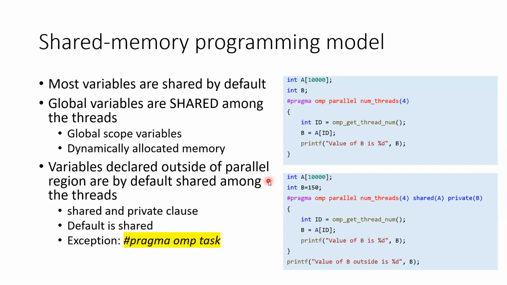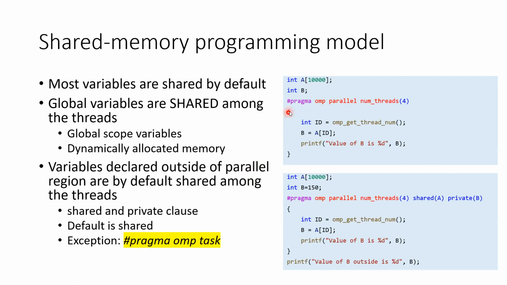Now, as I mentioned, how do we know what is shared and what is private to the thread? Most variables are by default shared, and the global variables which we define in C or C++ are also shared. Dynamically allocated memory like malloc or calloc is also shared among all threads. And variables declared outside parallel for: although these variables may not be global variables, they are declared before parallel for in the scope of the master thread. They are also by default treated as shared variables.